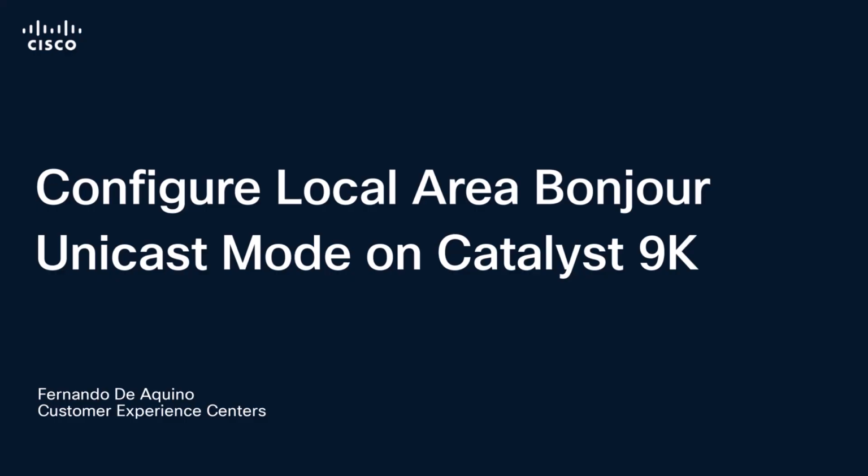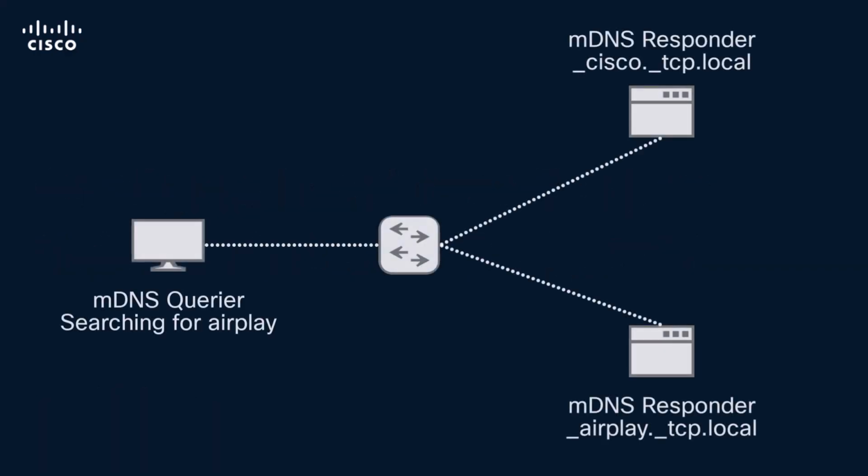In today's video, we will take a look at how to configure local area Bonjour Unicast mode on Catalyst 9K switches. When deploying modern enterprise networks, users expect mDNS services like AirPlay, AirPrint, and device discovery to work seamlessly across the network. These services rely on Bonjour, which uses multicast DNS, or mDNS.